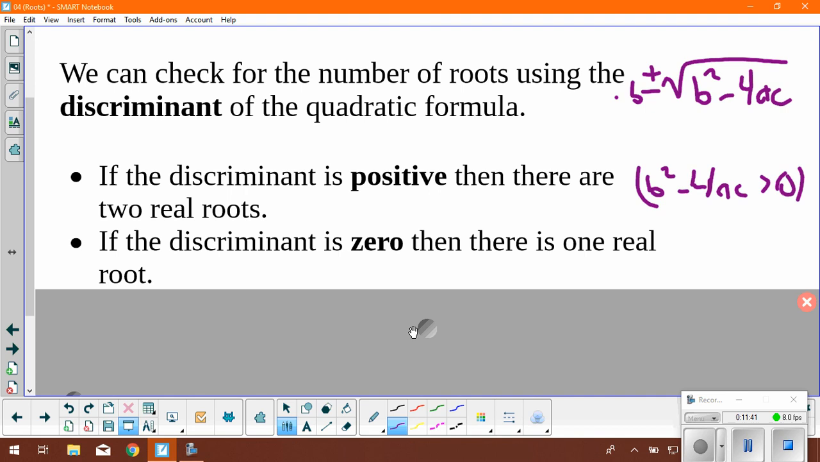If the discriminant is 0, then we only have 1 real root. So if b squared minus 4ac equals 0, then there's only going to be a single root. Because if that's 0 and I take the square root of this part, that would still be 0. So I have negative b plus or minus 0. So there is no change in the position. My roots just really come from the negative b and the 2a.